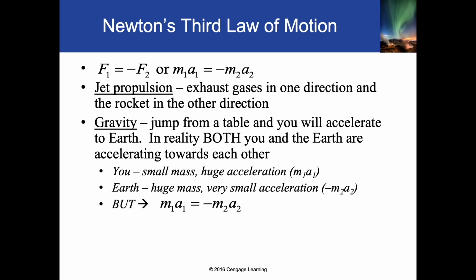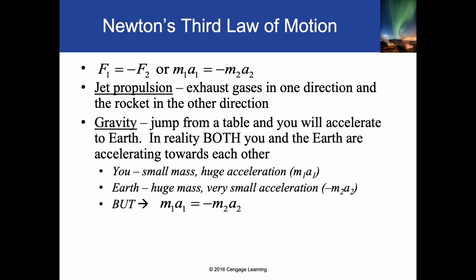So again, looking at this little equation here, F1 equals minus F2. An example of this would be jet propulsion. Exhaust gases go in one direction, and the rocket goes in the other direction. So the rocket's going toward, say, the moon, like Apollo 13, but the propulsion from the rocket engines is pushing out the other direction. So you can see there's an opposite reaction. Does that make sense?